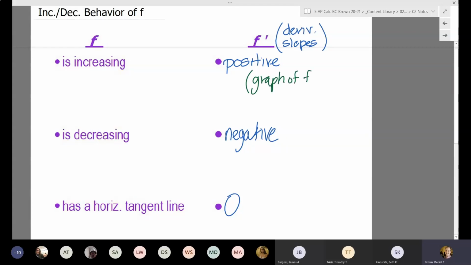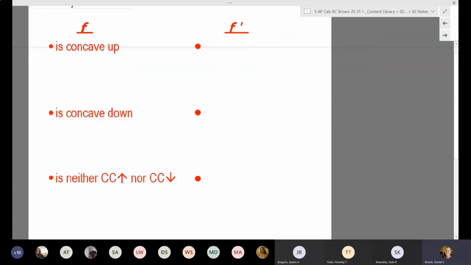prime is above the x-axis. Likewise, I could expand that. If I'm saying that f prime is negative, that literally means the graph of f prime is negative. And then if I say that f prime is 0, that means that the graph of f prime is on the x-axis. So that talks about the increasing and decreasing nature of f.